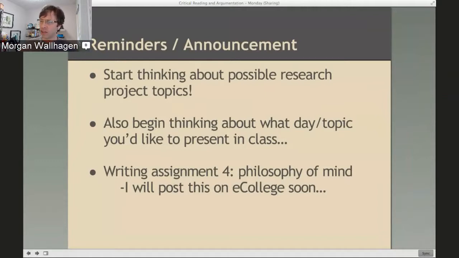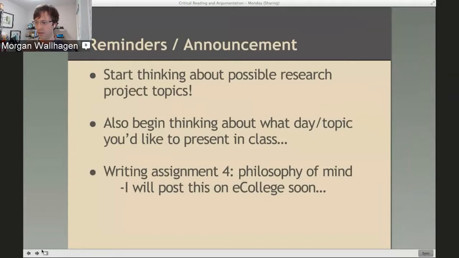Okay, and the other thing, so those are reminders, and then the announcement is writing assignment 4. It's going to be on philosophy of mind. I'm going to ask you to evaluate one of the arguments for one of the positions that we've looked at, or defend materialism or dualism about the mind, something like that. I'll give you a number of topics, and I'll post that on eCollege pretty soon. My hope is that I'll post it later today, okay? So you can go to eCollege and have a look at the topics, and maybe that way you can be thinking about those topics as we have our discussions in class. That might help you start formulating your ideas for the paper. Okay? Any questions about that stuff?